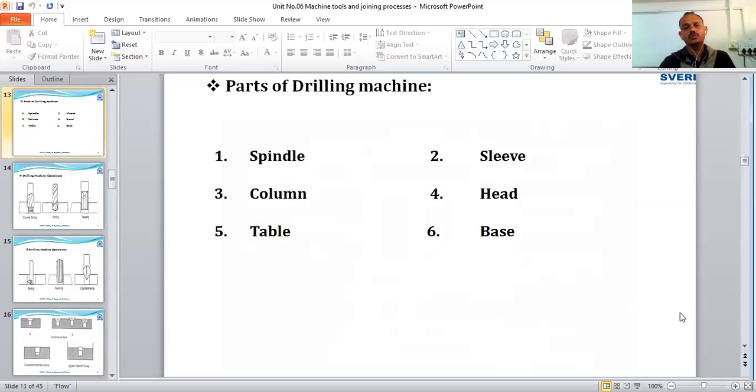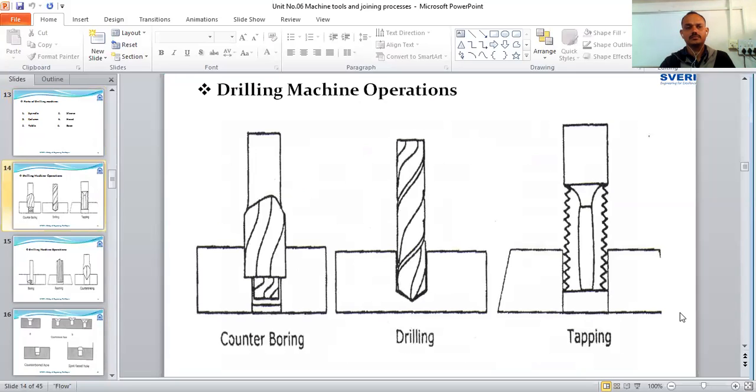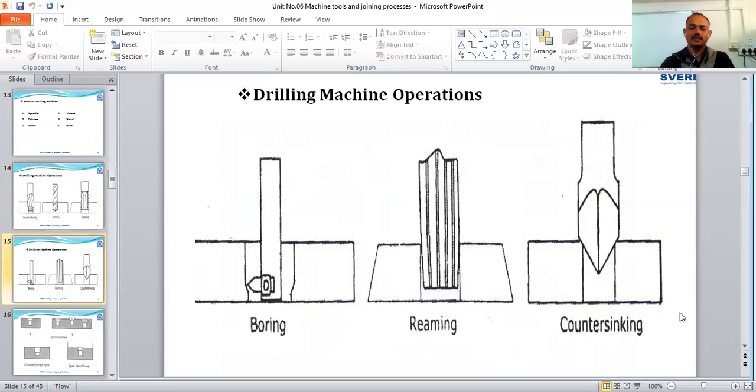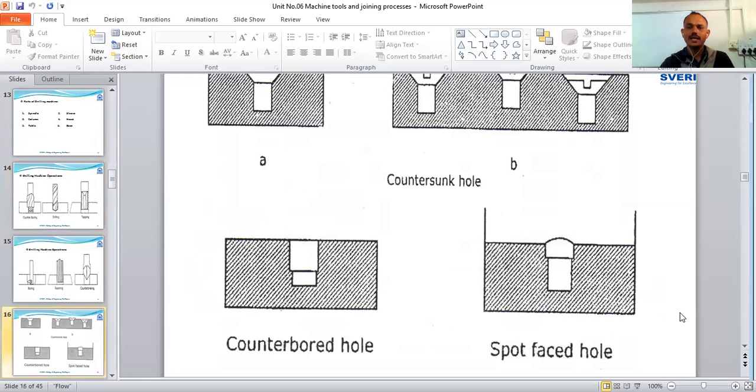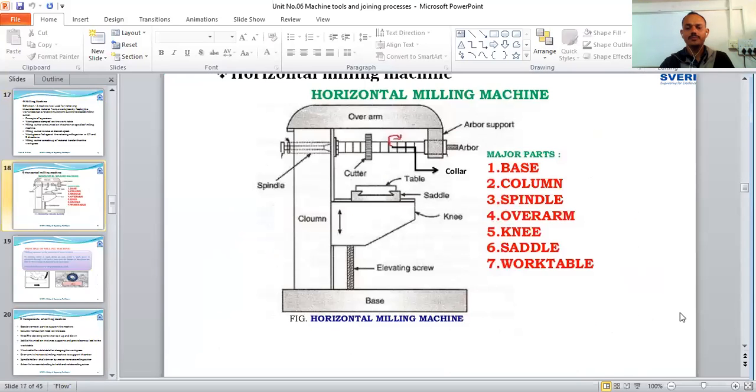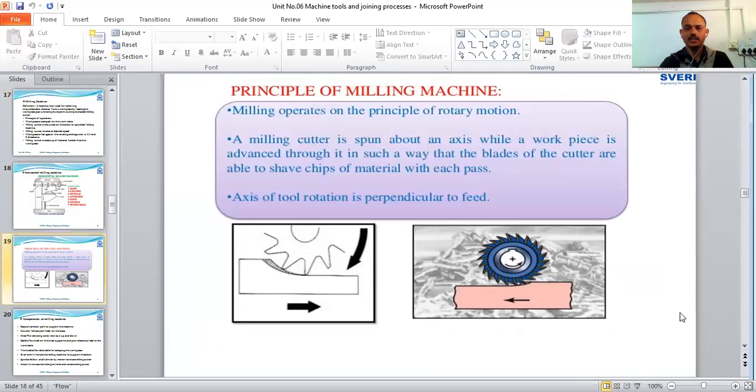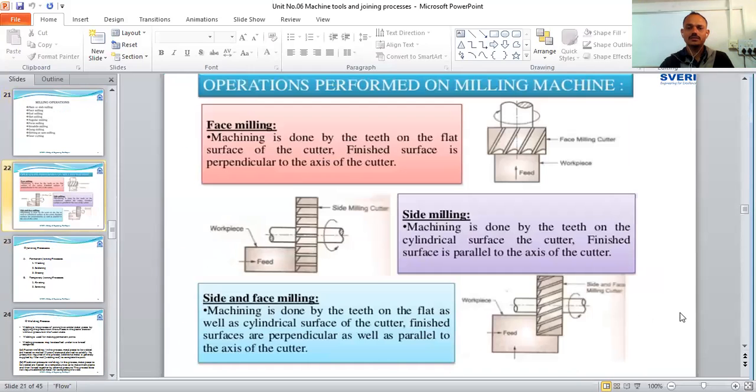V-belt. Now, operations. These are the operations now. Which are the operations? Counter boring, drilling, tapping, boring, reaming, countersinking. These are the various drilling operations we can perform using the drilling machine. And these are the results, how it looks after completion of drilling. Milling machine is not in our syllabus. Milling machine is removed from our syllabus.